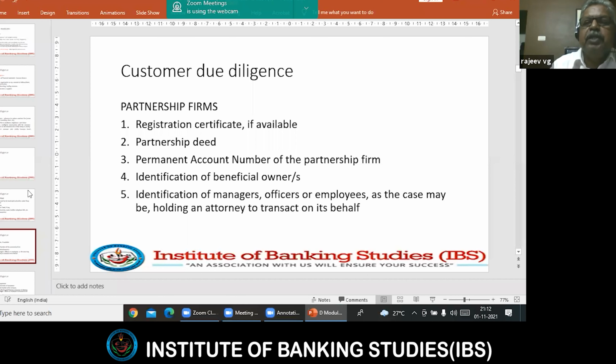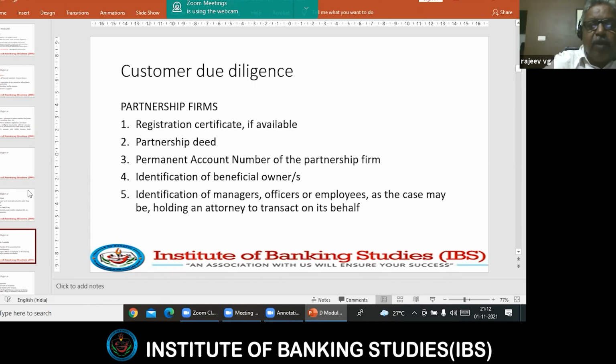That is the difference. So it is not compulsory for bankers to have registration of the partnership firm to open a deposit account. So the partnership deed will be obtained. Registration, if it is there, the certificate copy will be taken. The permanent account number of the partnership firm has to be taken. Then identification of the beneficial owner. So for a partnership firm, what is a beneficial owner?